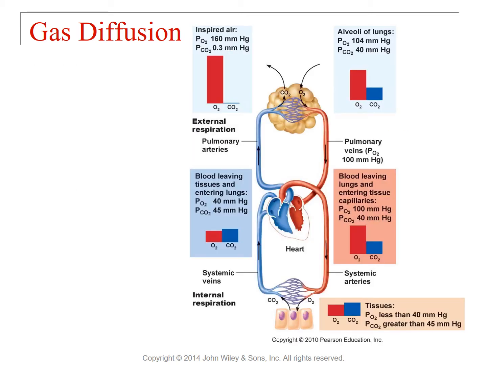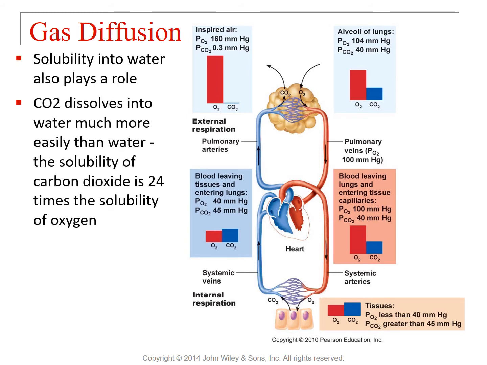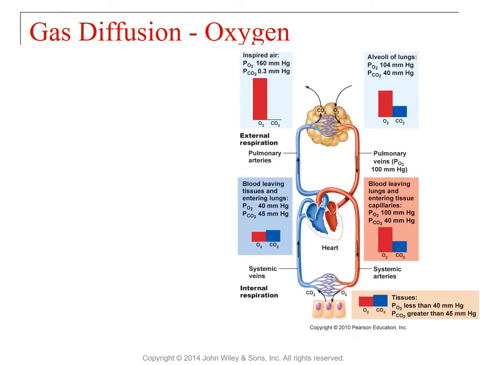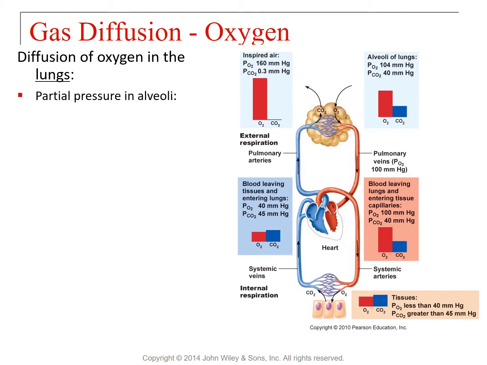Now let's take a look at gas diffusion. Again, CO2 dissolves into water much more easily than oxygen. So let's take a look at oxygen diffusing around the system. When it comes to diffusion of oxygen in the lungs, the partial pressure in the alveoli is going to be, you can see it on the top right, 104 millibars.